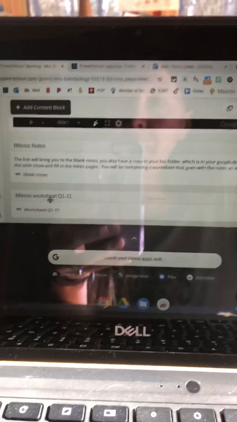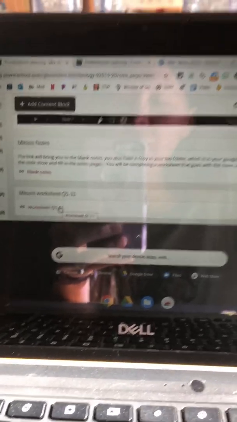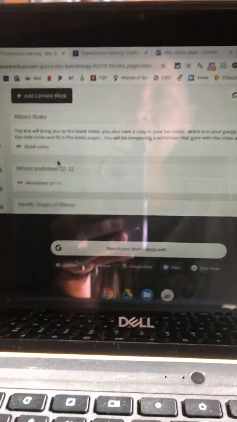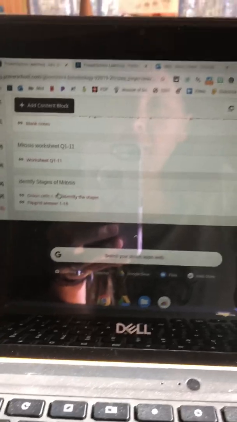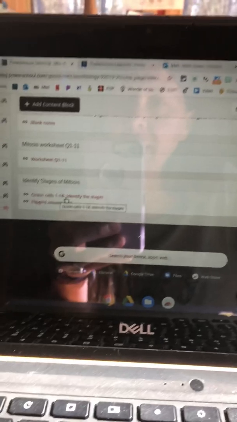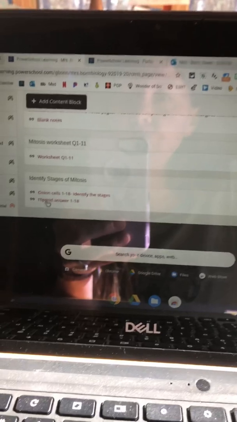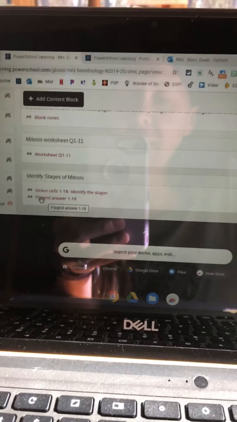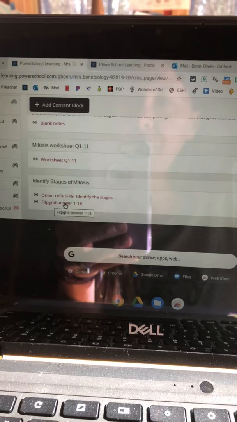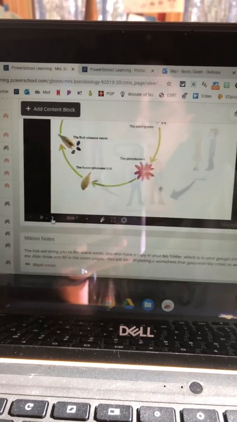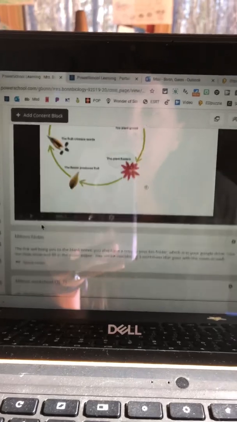Your third assignment is questions 1 through 11. These go directly with your slides, so everything is interconnected here. And your fourth and final assignment for the week is your onion cells, questions 1 through 18, identifying the stages. You're going to give those answers on your Flipgrid. So you're going to say things like, number 1, the answer is metaphase. Number 2, the answer is interphase. You will have to name the stages, because the stages are what you're learning about in your notes.